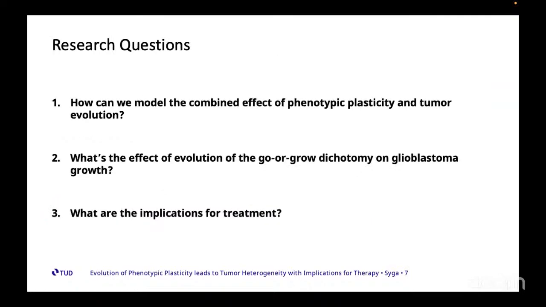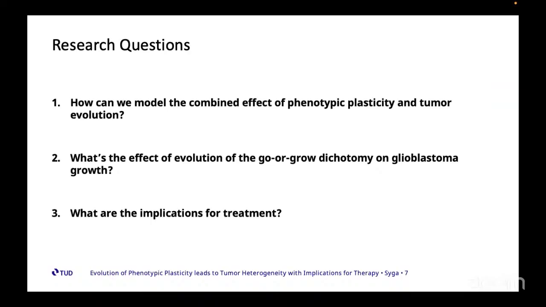So the research questions that I had about this were, first, how can we combine the effect of phenotypic plasticity and tumor evolution? And then if we find a solution, how can we apply it to the go or grow dichotomy in glioblastoma, and what does it mean for the growth of the tumor, and finally for the treatment?